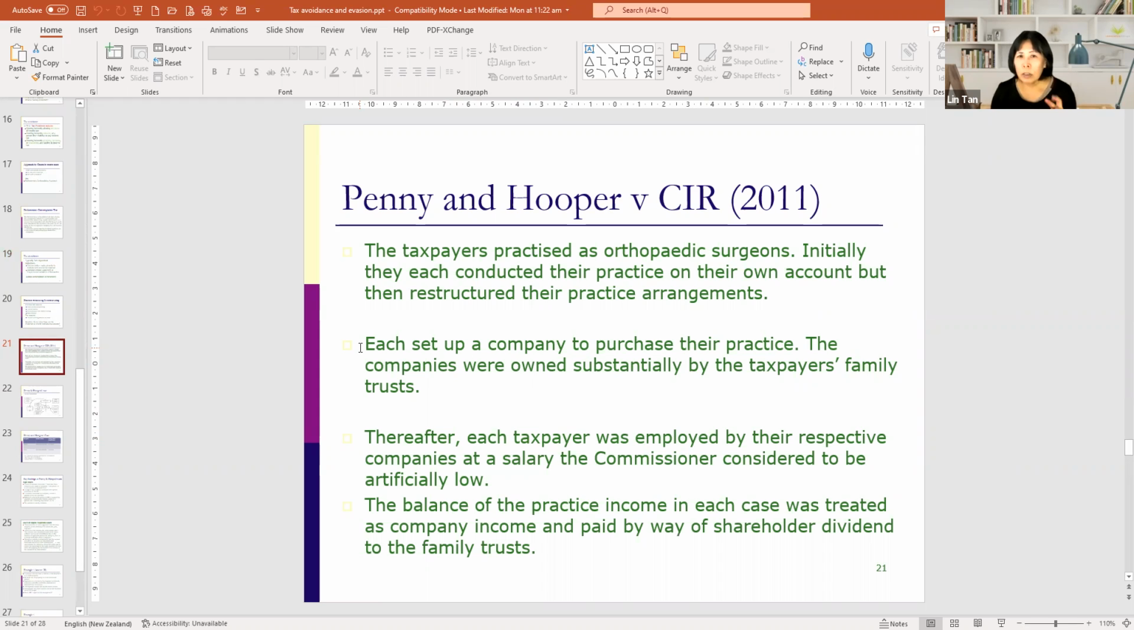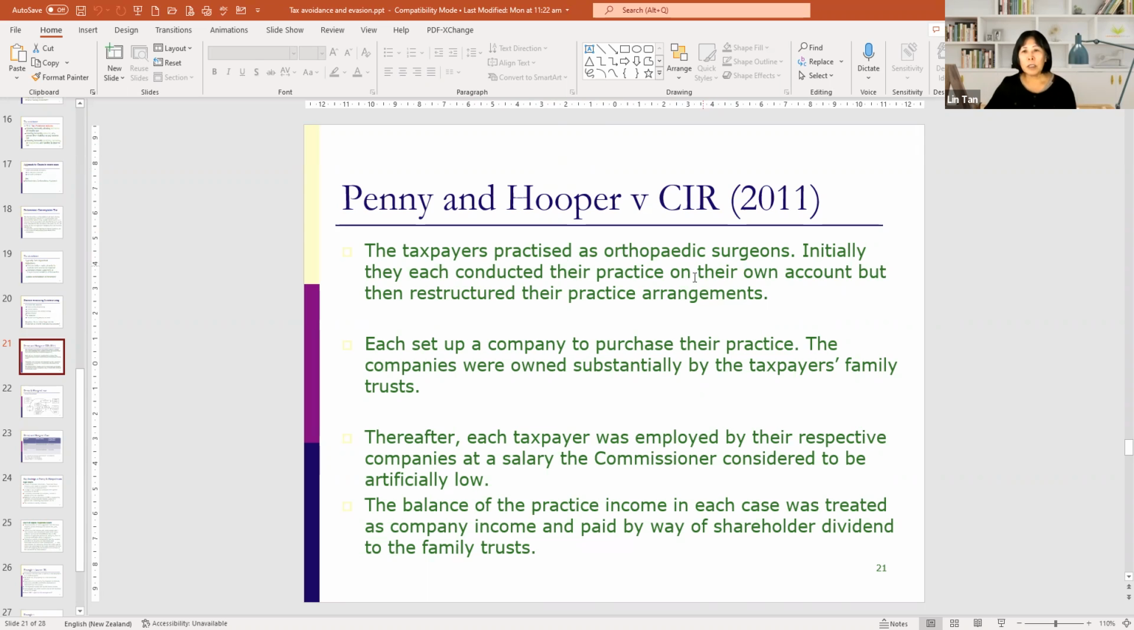And there are actually two different taxpayers here. Penny is one and Hooper is the other one, but they decide to look at these two cases together. So these two taxpayers were actually orthopedic surgeons, and these type of surgeons have the specialist skill that the amount of income they derive is really, really high.